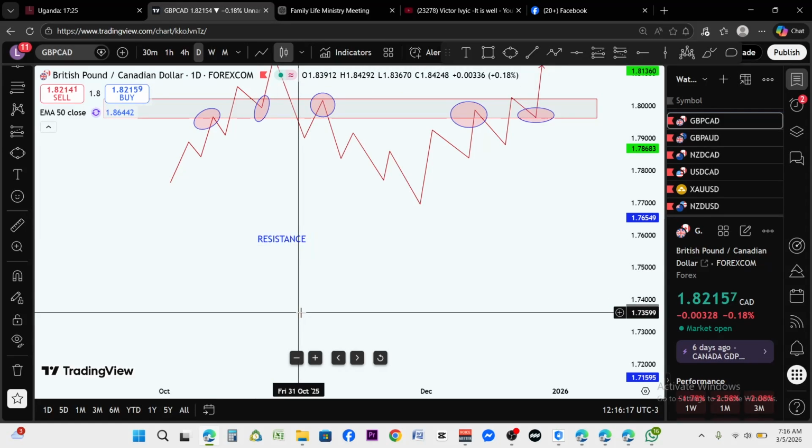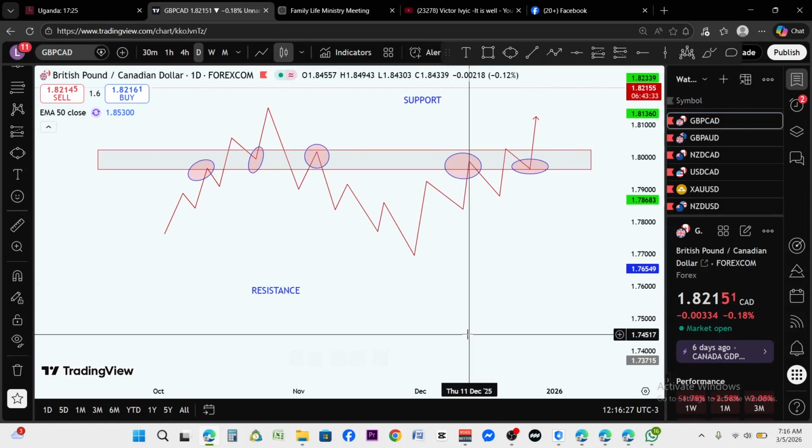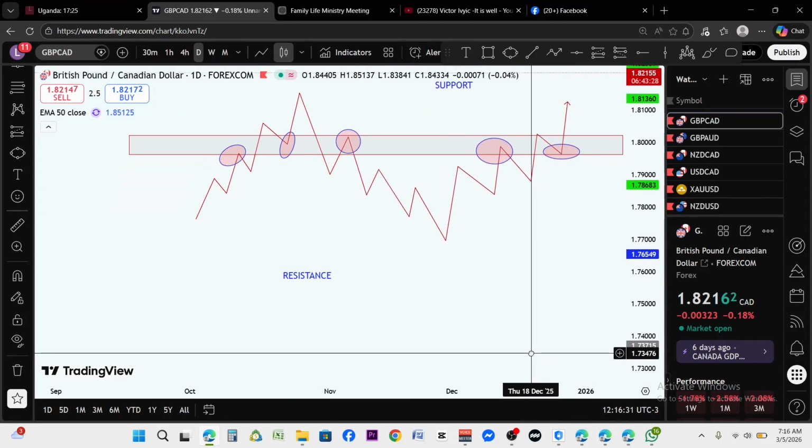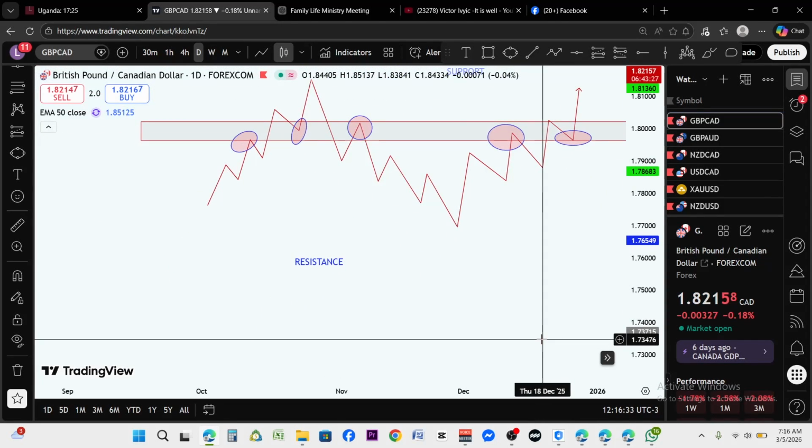What does resistance actually mean? Resistance is where price previously rejected. Again, it's not a line. It is an area. That's the meaning of resistance. It is where price previously rejected.